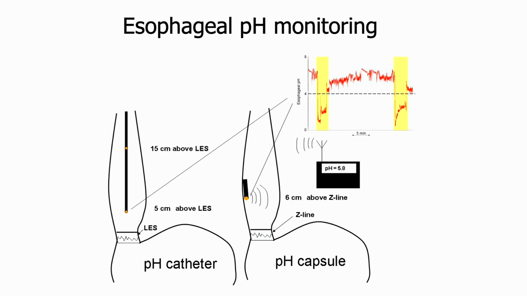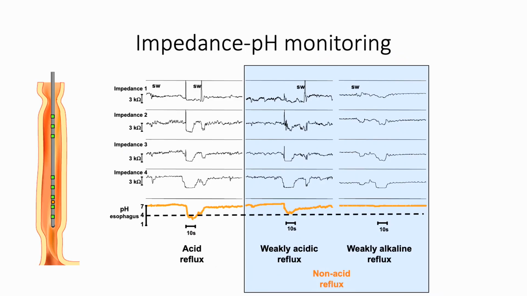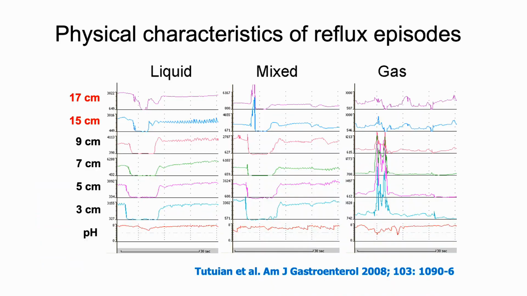Again, to this audience, there is no need to explain the principles of pH monitoring, but I would just like to mention that if we use capsule endoscopy, we now have the opportunity for prolonged esophageal exposure monitoring at a fixed position above the Z line. And impedance pH monitoring offers us the opportunity to characterize the reflux episodes identified by impedance according to their acid content into acid, weakly acidic, or weakly alkaline, or, if you prefer, to use the term non-acid reflux.